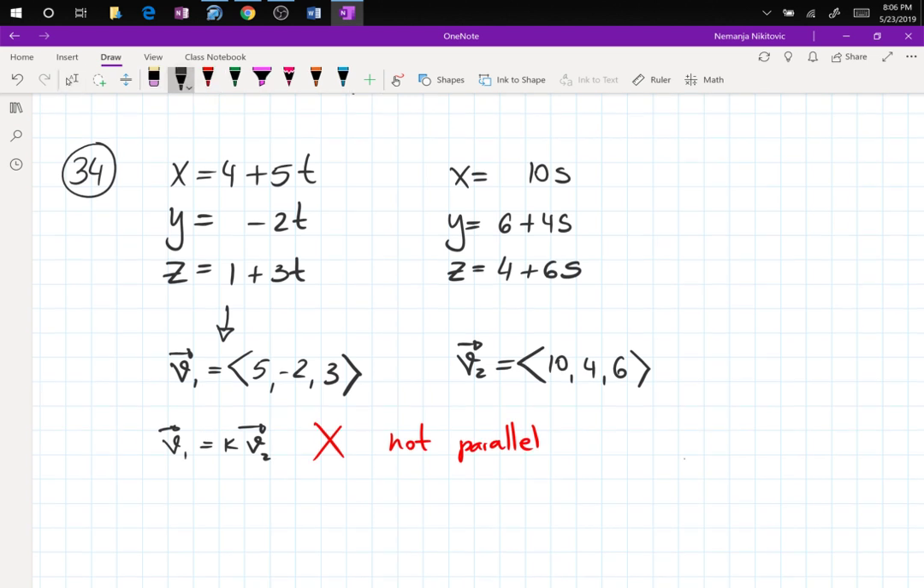Let's take a look at the dot product. What's V1 dot V2? Is it 0? No. We have 50 minus 8 plus 18, that's 60, so the dot product 60 is different than 0. Not parallel, not orthogonal.